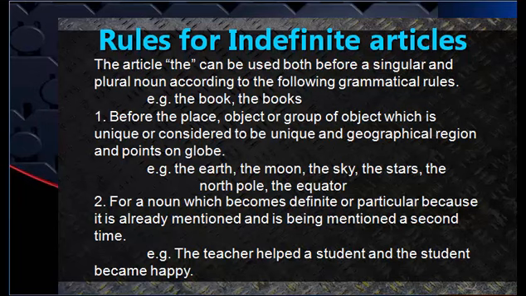1. Before a place, object or group of objects which is unique or considered to be unique, and geographical regions and points on the globe. For example, the earth, the moon, the sky, the stars, the North Pole, the equator. 2. For a noun which becomes definite or particular because it is already mentioned and is being mentioned a second time. For example, the teacher helped the student and the student became happy.